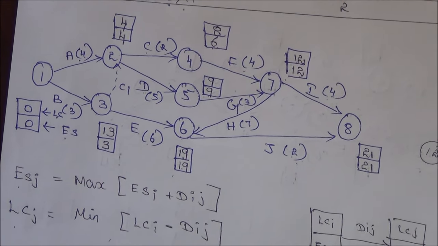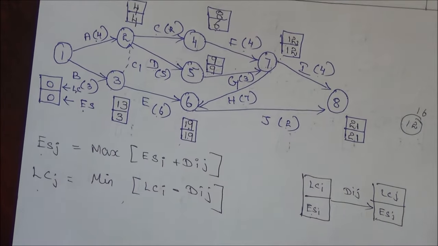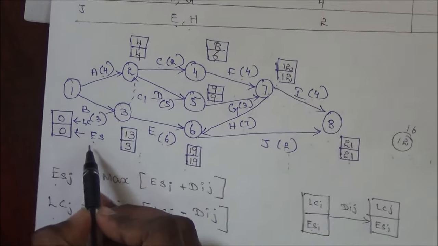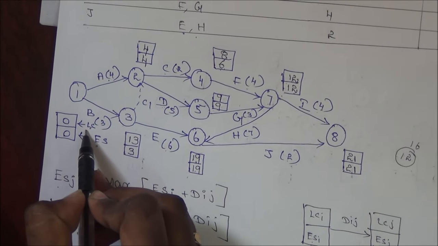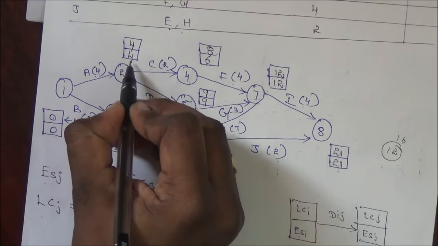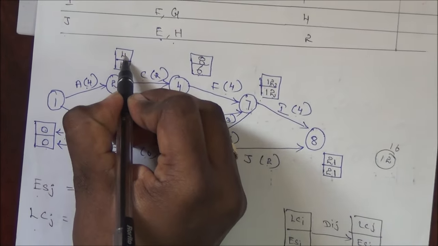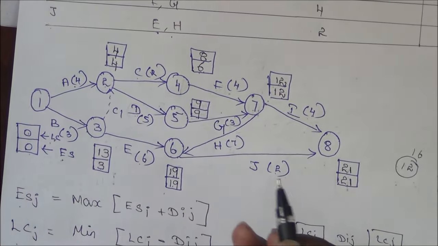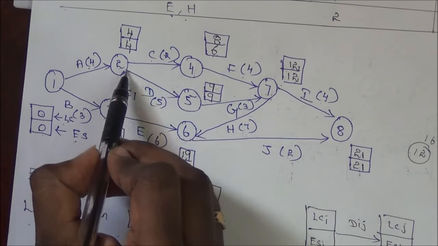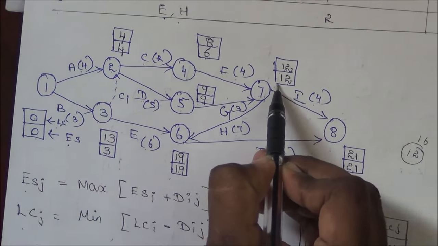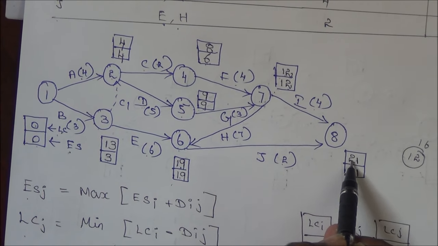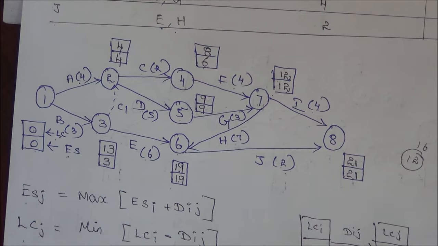Now we have to calculate the critical path. Critical path is nothing but the activities which have the same earliest start time as well as latest completion time. So starting with 1, this has 0 starting. Then activity 2 also has 4 as the same earliest start time and latest completion time. And again 5, 7, 19 and 21 are on the critical path, having the same value for both. So mark that path.